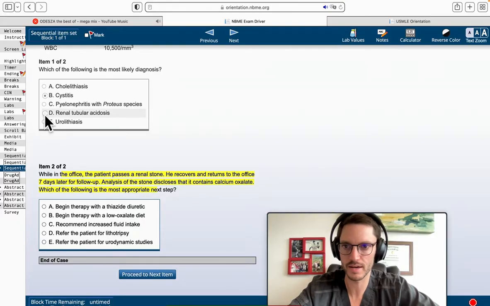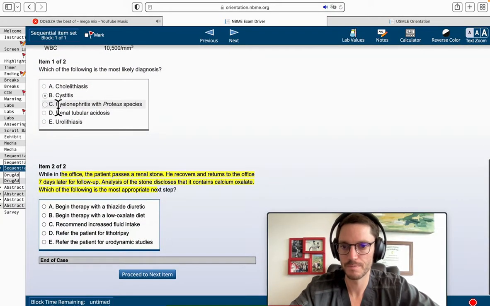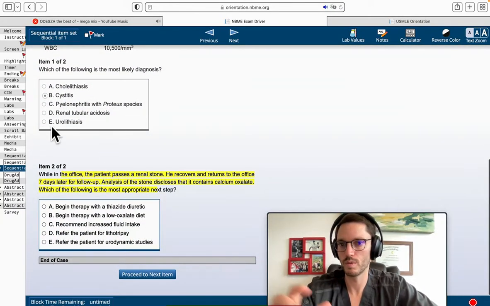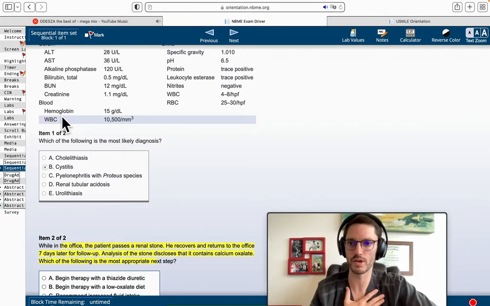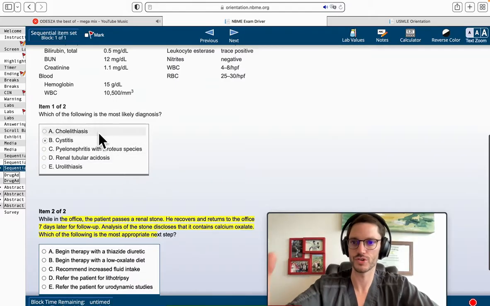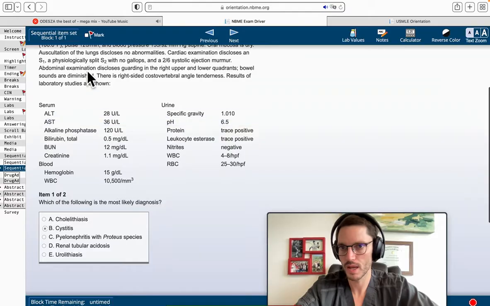But I click on it and nothing happens. That's because it's made in a way that it's sequential. If you answer this and click on proceed, you won't be able to go back to it. So what I would do if I were you is that if I'm unsure of item 1 in sequential questions, I would mark them.